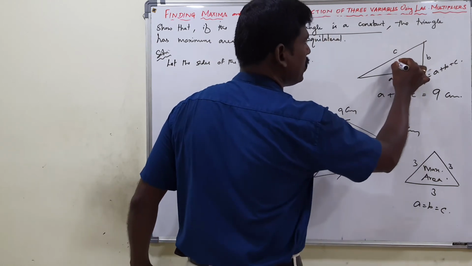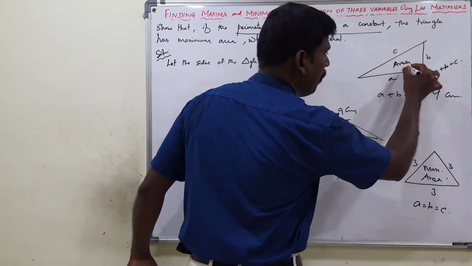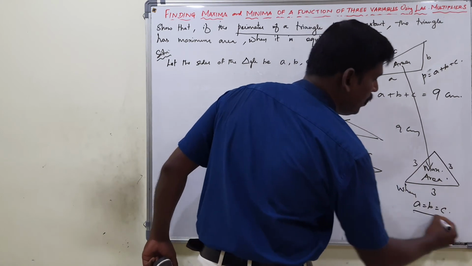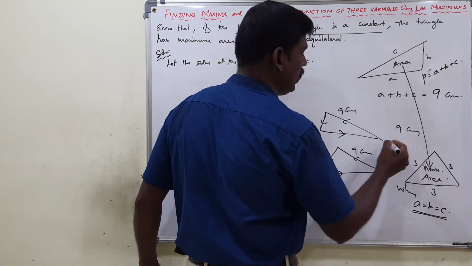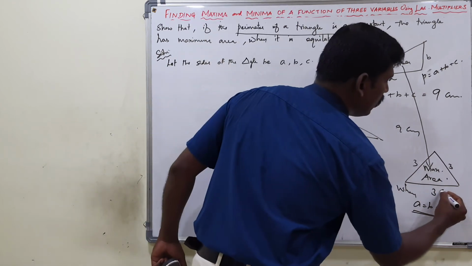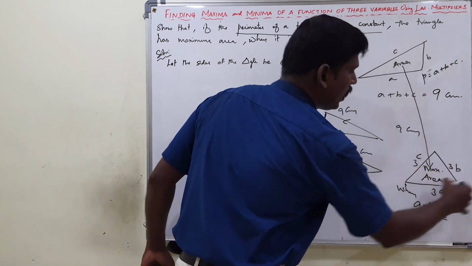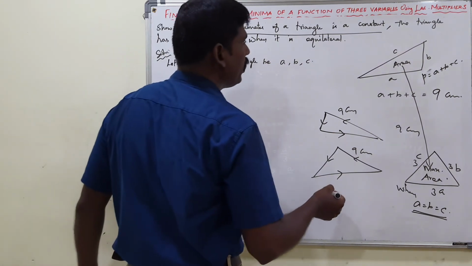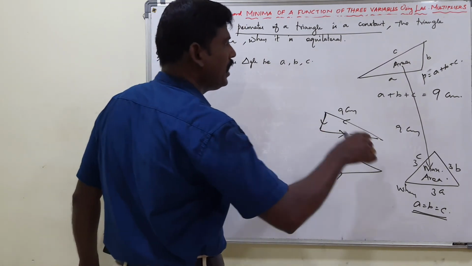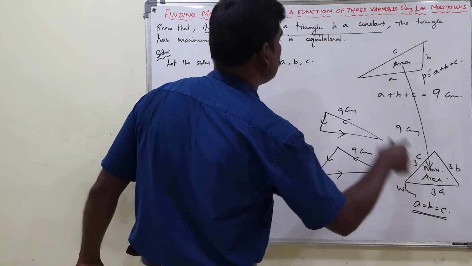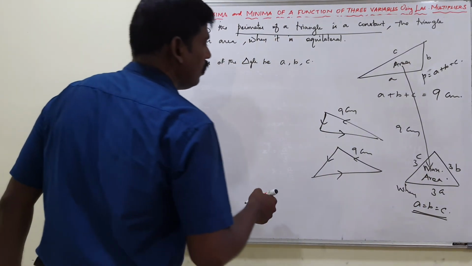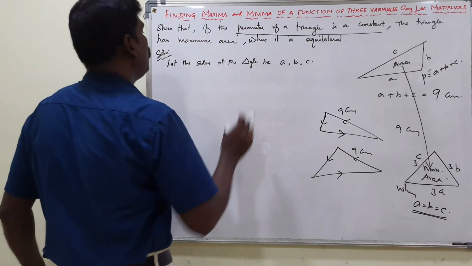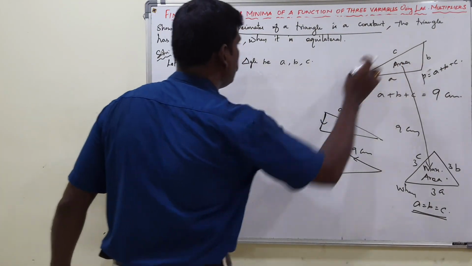The area becomes a maximum when a equal to b equal to c. What do you mean by a equal to b equal to c? It's an equilateral triangle. So all are equal means equilateral triangle. That is what we need to prove. So we are going to find out the maximum area of the triangle, and then we need to prove a equal to b equal to c. Okay, that's all. So let the sides of the triangle be a, b, c.